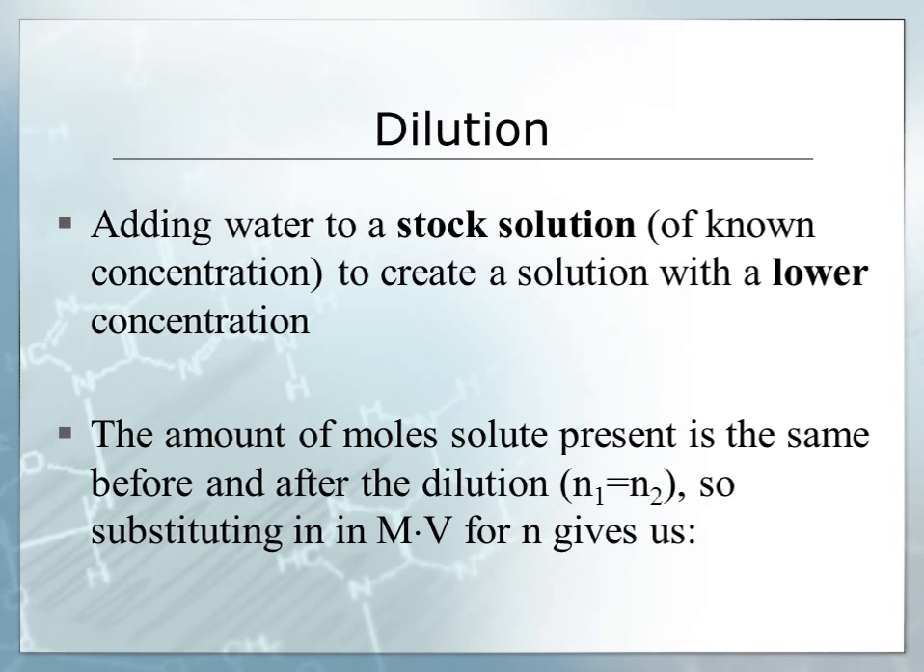So if we substitute in equivalent values for moles before and moles after, we know that moles is equal to the concentration times the volume. So we can substitute these identities in and we get the equation M1 times V1 equals M2 times V2. The 1s would be the stock concentration and volume. The 2s would be the diluted solution's concentration and volume.